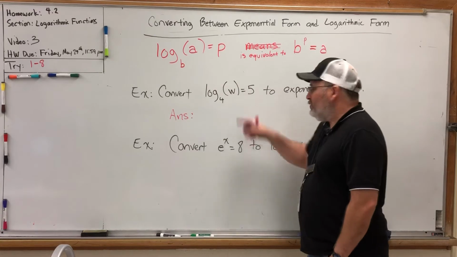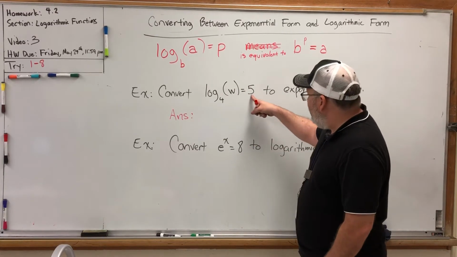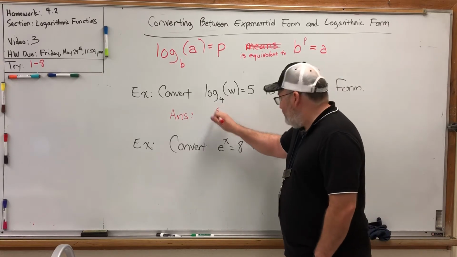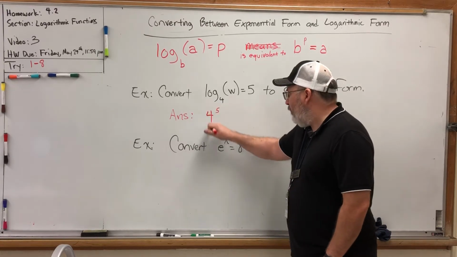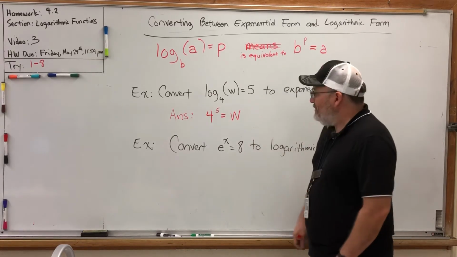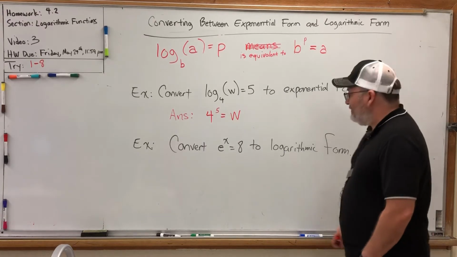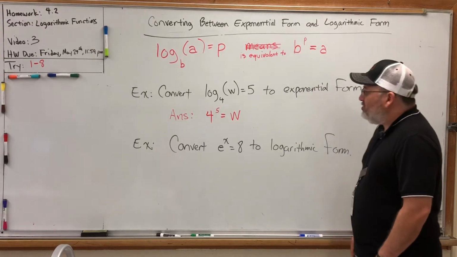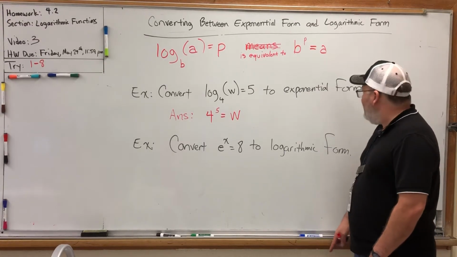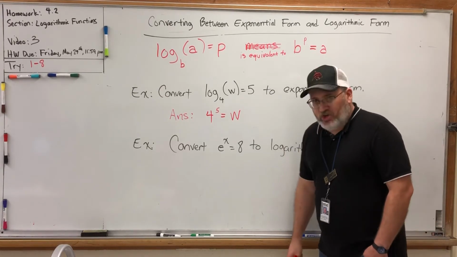The question is, what power turns 4 into w? The answer is this power. 5 is the power that turns 4 into w. Now, do I need to evaluate 4 to the 5th power? No, because I wasn't asked to solve for w. I was just asked to rewrite this in exponential form. Mission accomplished. Here's some foreshadowing.